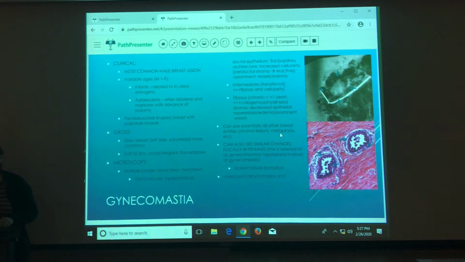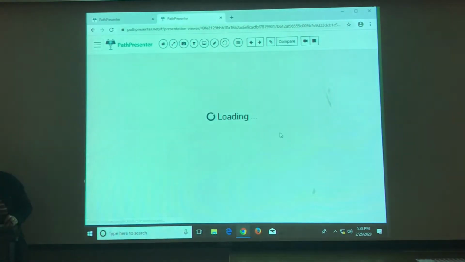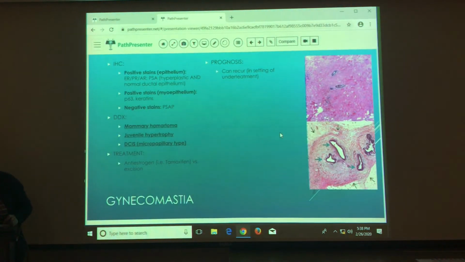Okay, and pretty much what should you not see? Well, you shouldn't see anything that's scary, so we shouldn't see complex architecture, necrosis, and these lesions aren't associated with calcifications. In the inset, that's a little more what you're used to seeing with gynecomastia, and then this looks more like the case that we had, where they're a little more on the fibrotic end.